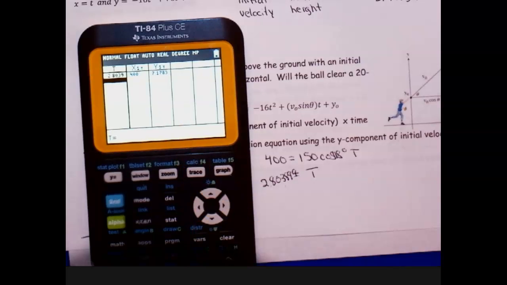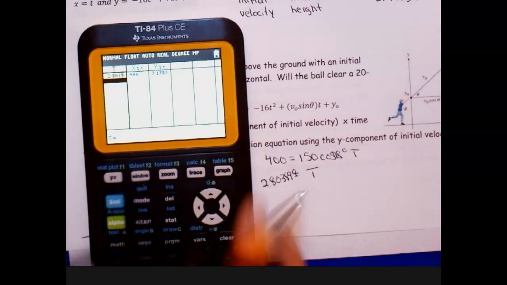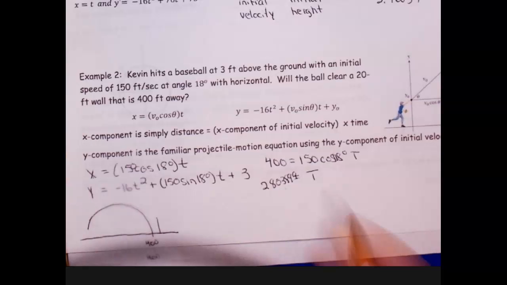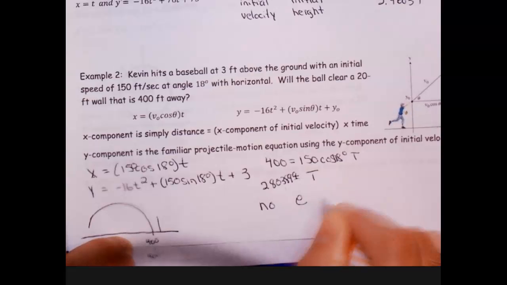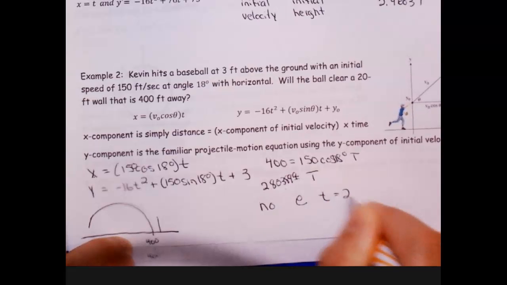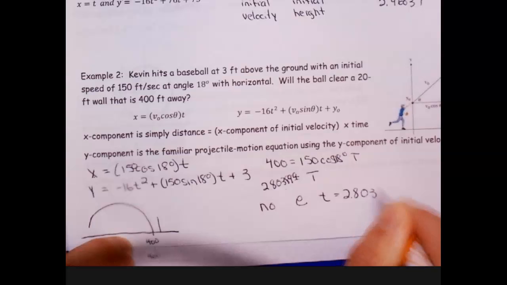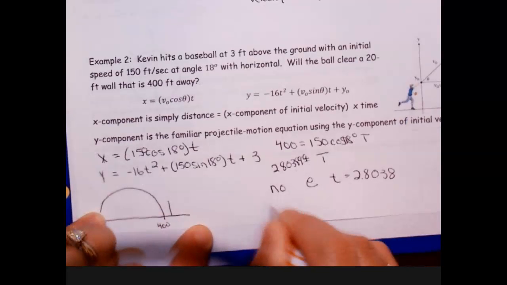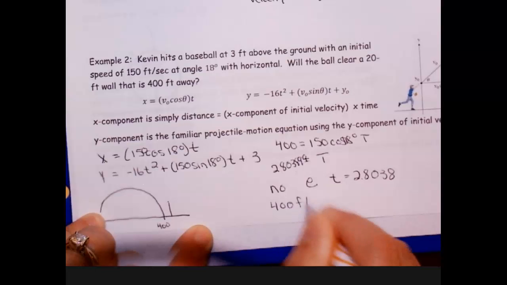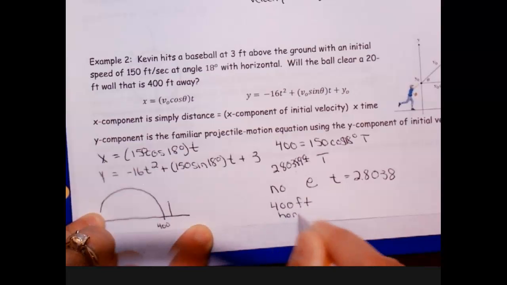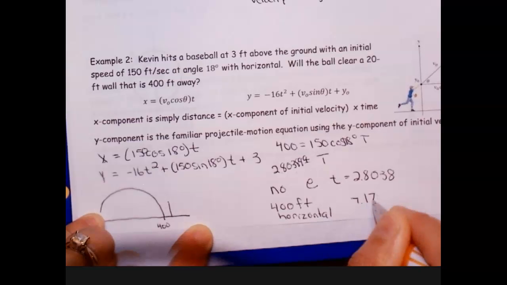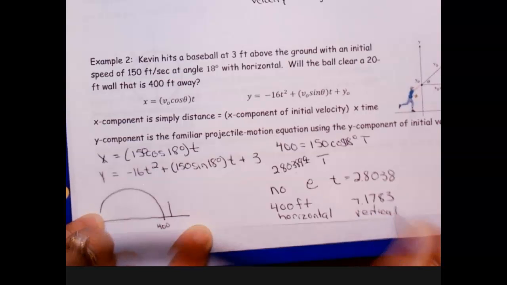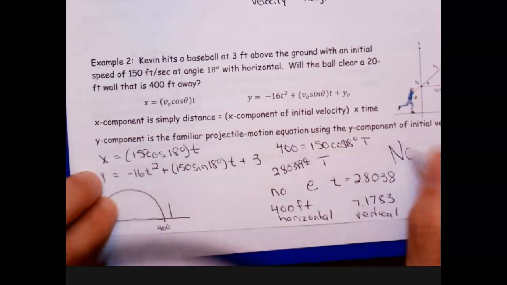So again, in either case, algebraically or graphically, we can see that our answer is no. And I'm just going to put at a time of 2.8038. I was at 400 feet for my horizontal distance, but I was only 7.1783 for my vertical distance. So my answer would be no.